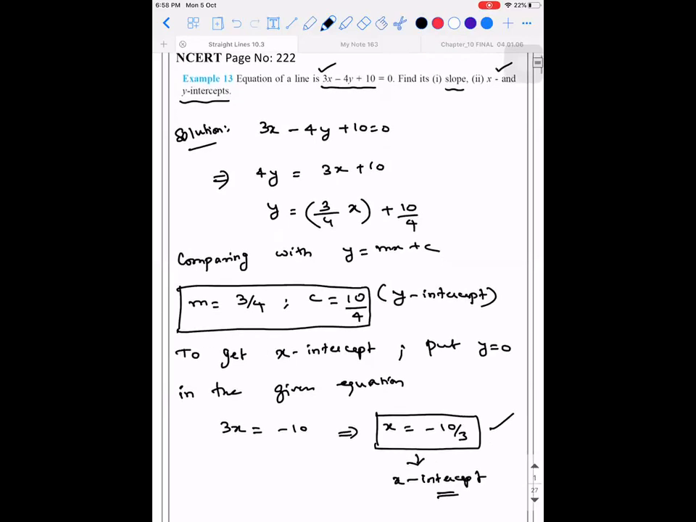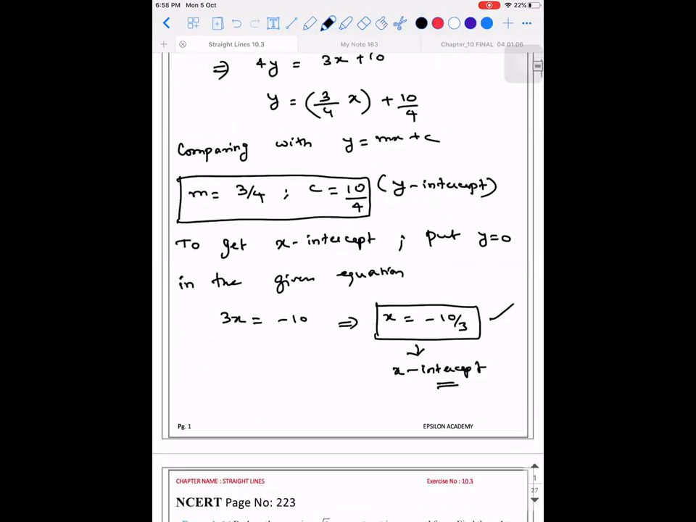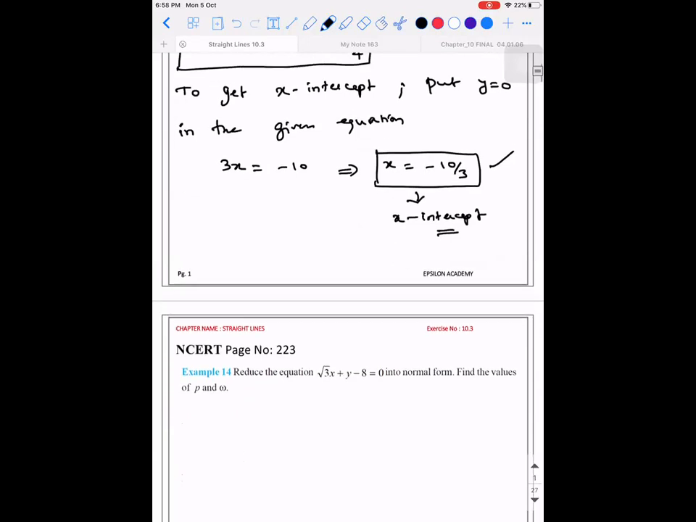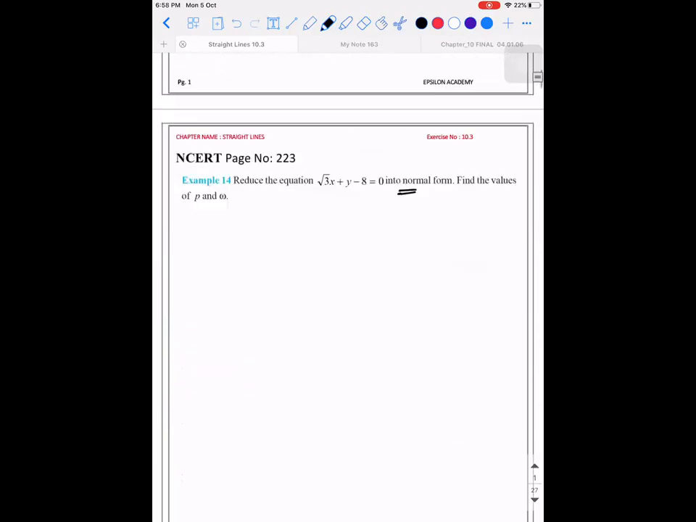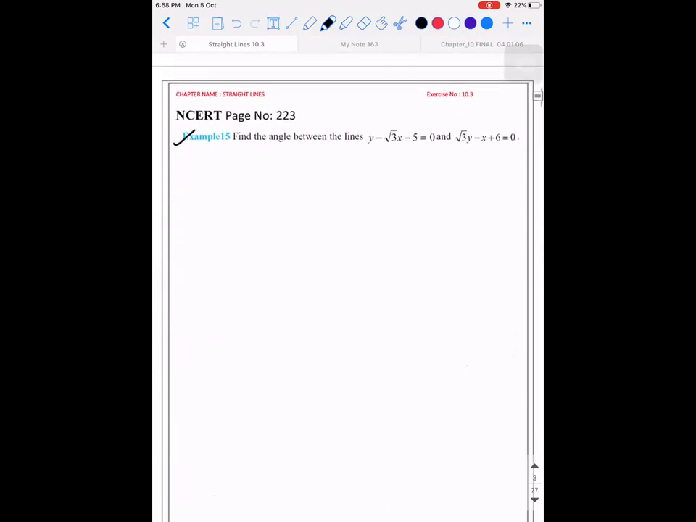Okay. So I'm moving on to the next problem. Reduce it to normal form, we'll see. 15th question, see. Find the angle between the lines y minus root 3x minus 5 is equal to 0 and root 3y minus x plus 6 is equal to 0. Okay, so find the angle between the lines.